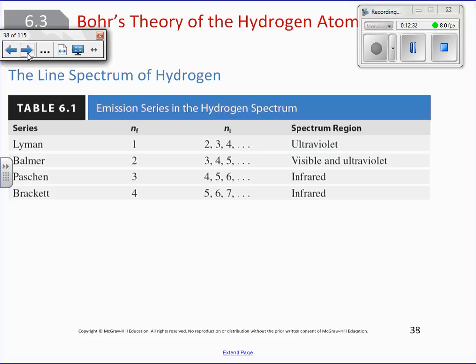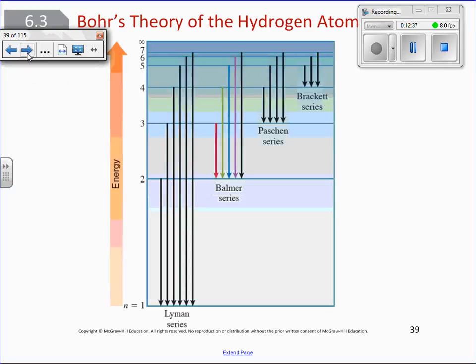So there's what you see. The Lyman series you don't see. In the Balmer series, you see the arrows are colored. Those are the ones you see. And remember, we showed the line spectra of hydrogen: the red, the green, the blue, and the violet. Those are the ones you see in the Balmer series.